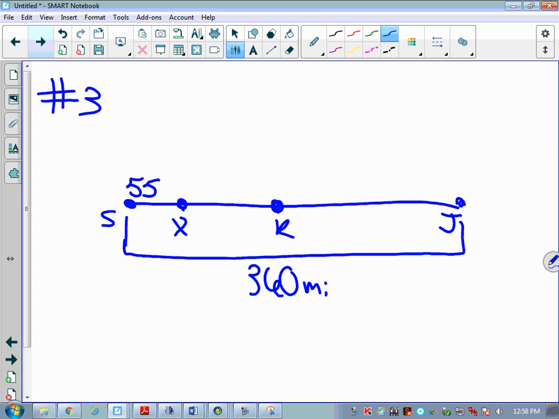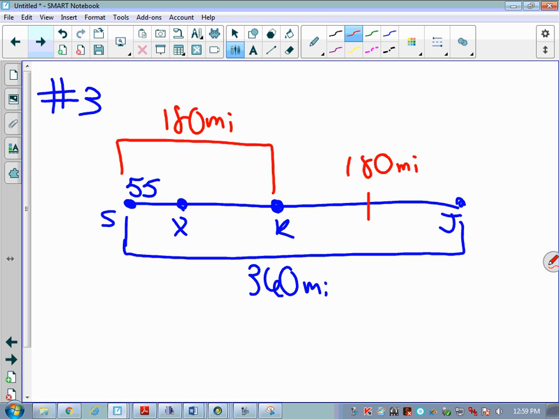So if the distance from Springfield to Junction City is 360 miles, how far is it from Roseburg to Junction City? 180, although that's not the question being asked. We want to know what is the distance from our rest stop to Roseburg. How much further do they have to drive? Well, we know this is 180 miles because it's a midpoint. So what are we going to do? 180 minus 55.